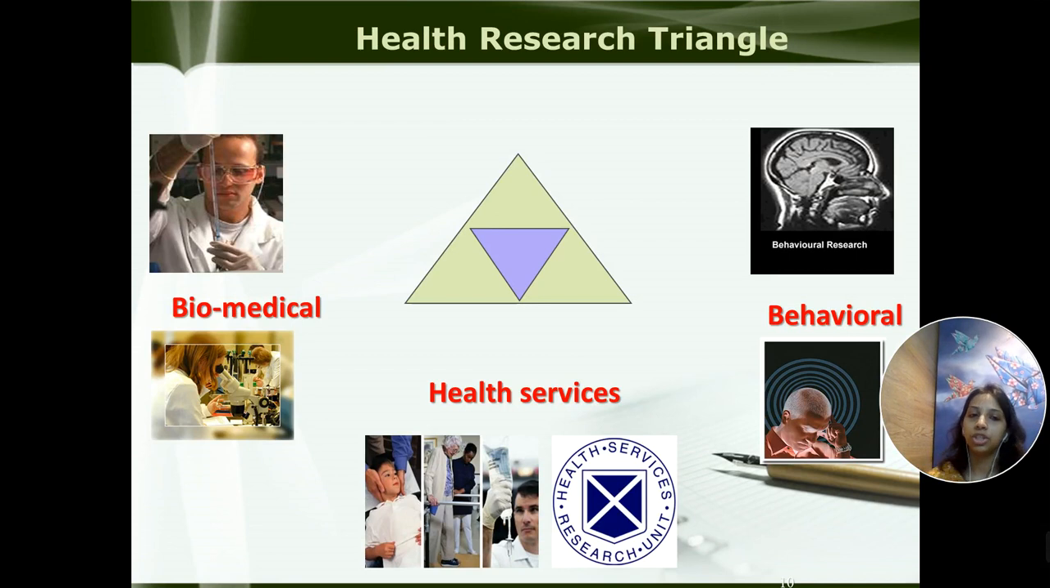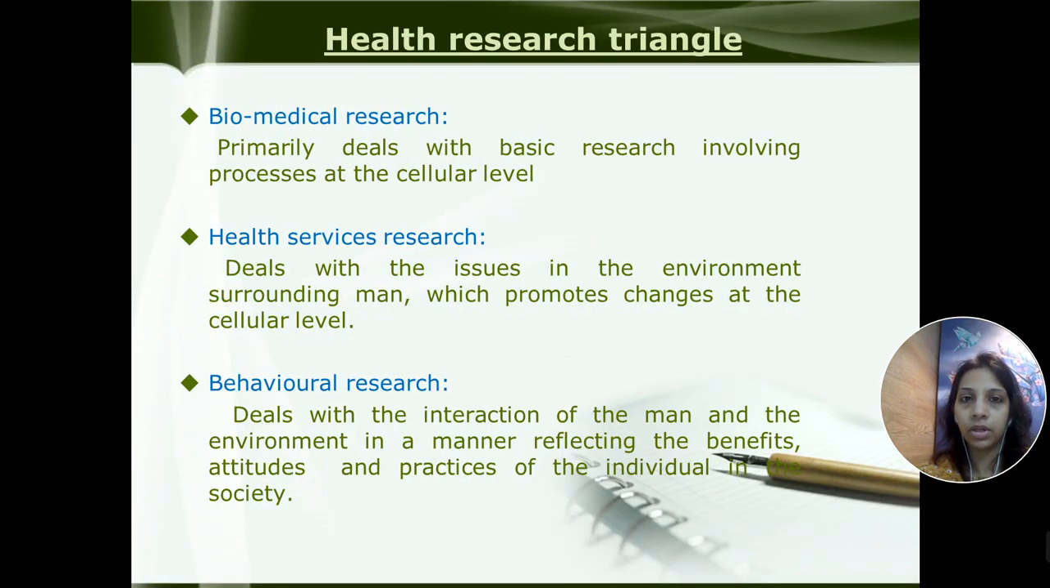So next is the health research triangle. The three apices of the health research triangle are biomedical, health services and behavioral. This health research triangle is a very commonly asked SAQ. So what are these three things? First is biomedical research. Biomedical research primarily deals with basic research involving processes at the cellular level, like the basic things, meiosis, mitosis, or the DNA, RNA. So biomedical research deals with the cellular level.